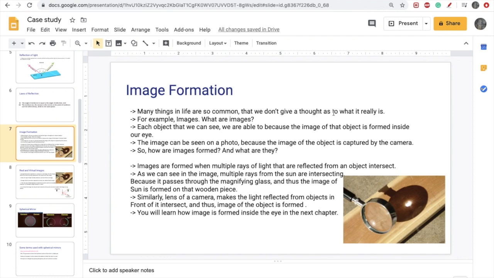Okay, then that image we are able to see here, let us look at it. So how are images formed? Images are formed when multiple rays of light that are reflected from an object intersect.